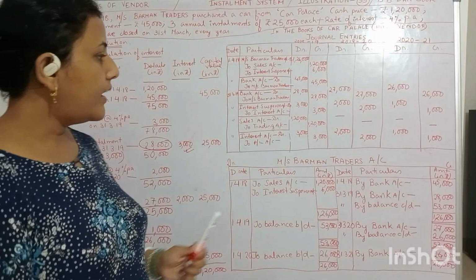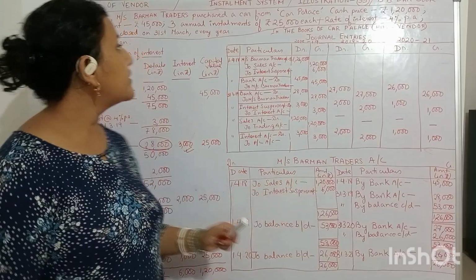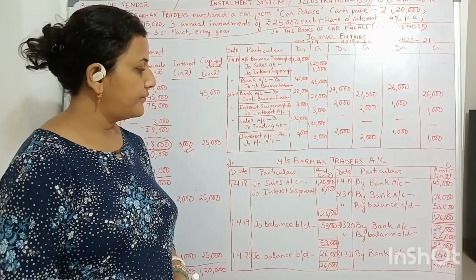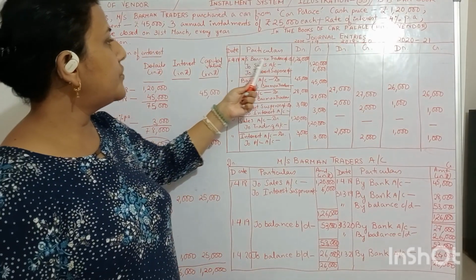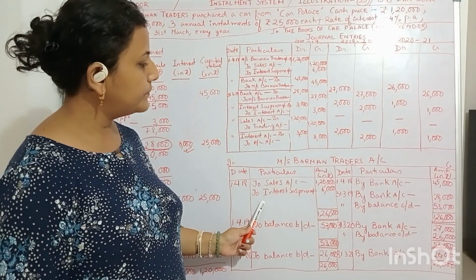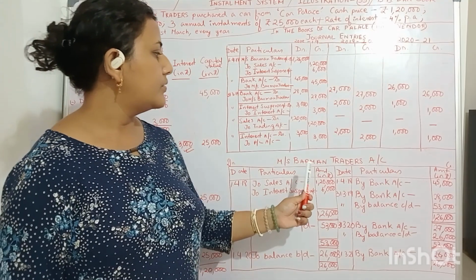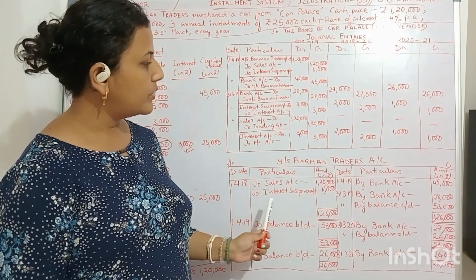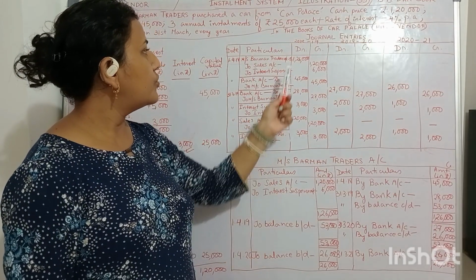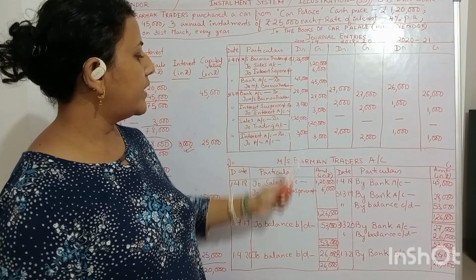Then you prepare the Messrs Burman Traders account, the hire purchaser account, in the books of hire vendor. So it is Burman Traders account. To sales account and to interest suspense account, with the opening date, 1,20,000 and 6,000. So whose account, that account's amount. It is the account of Burman Traders, that is 1,26,000.